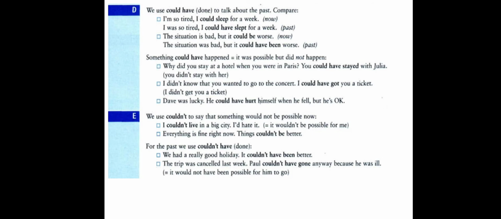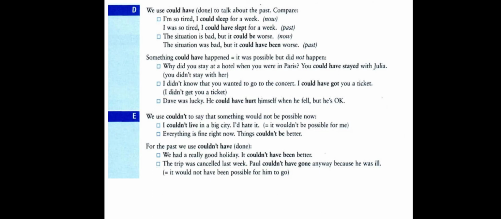Something could have happened. If we say something could have happened, it was possible but did not happen. That means it was possible to happen but did not happen. For example, why did you stay at a hotel when you were in Paris? You could have stayed with Julia. So the person did not stay with Julia, but he or she could have stayed with Julia.